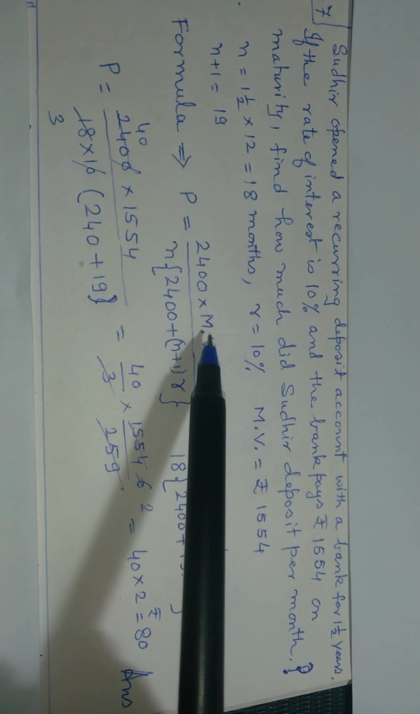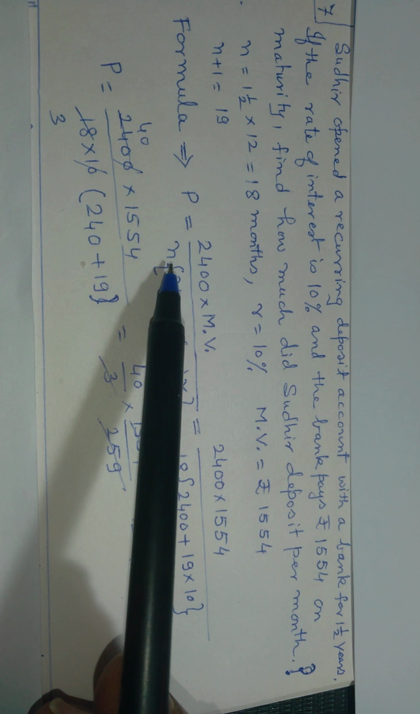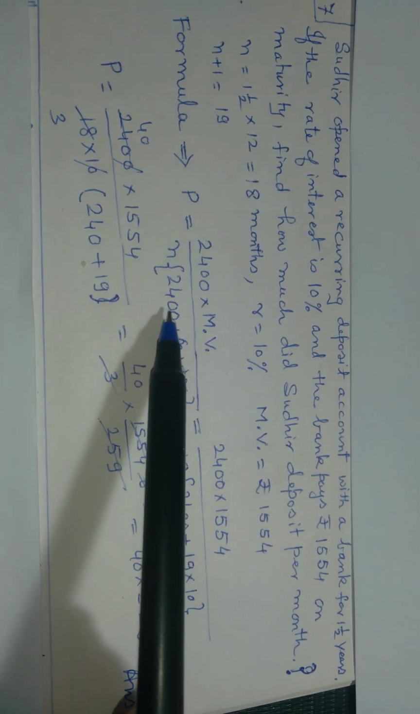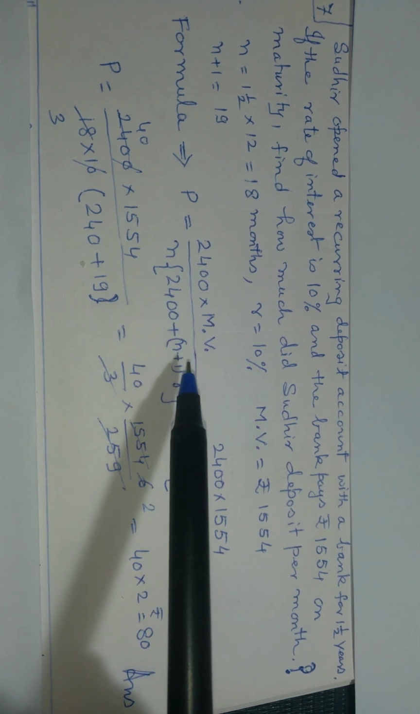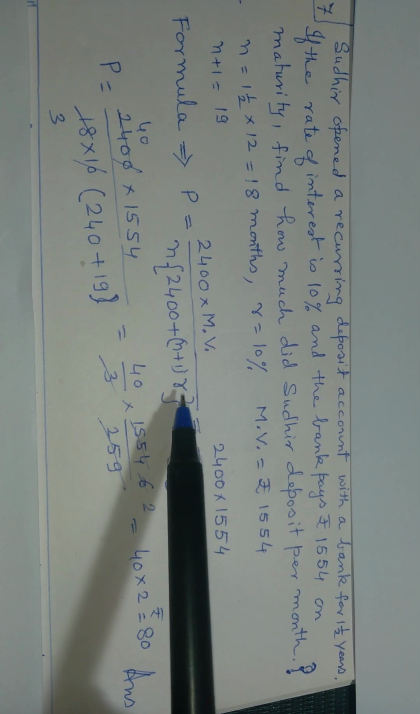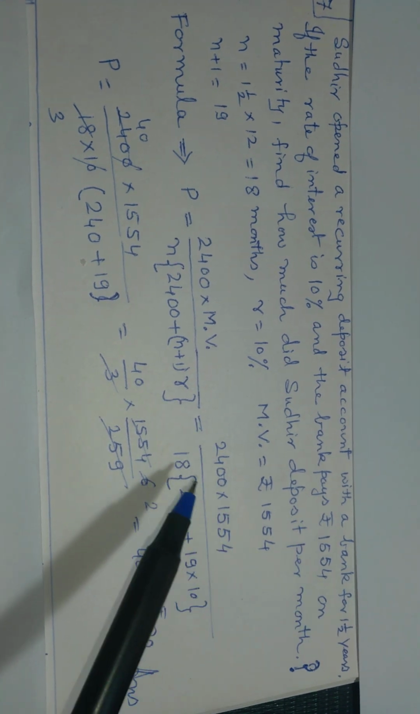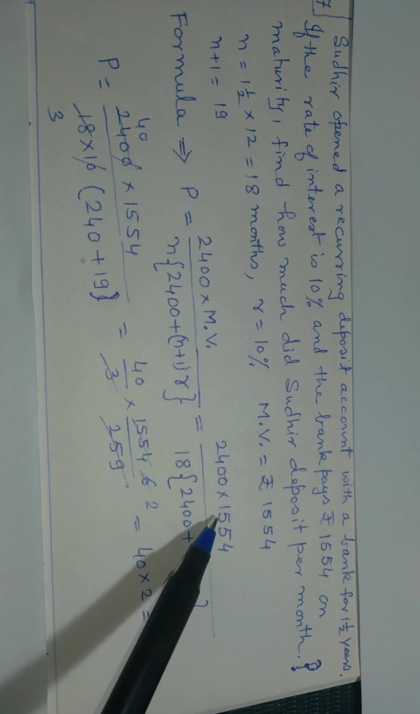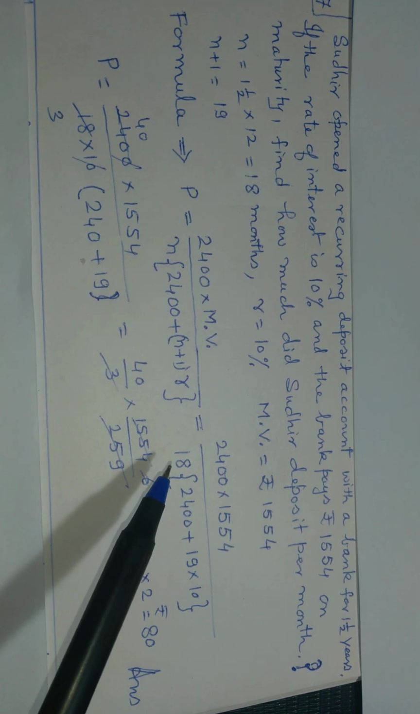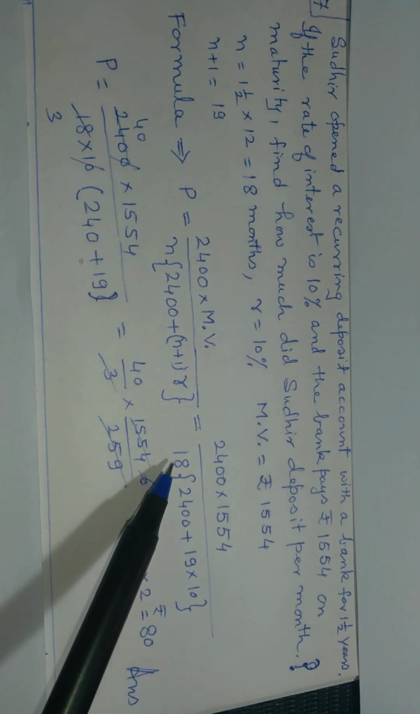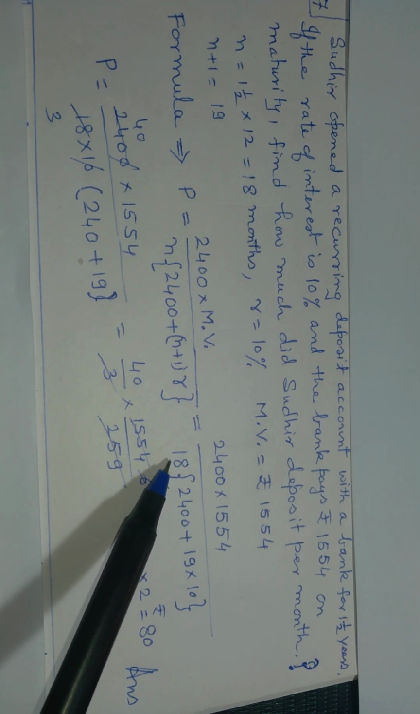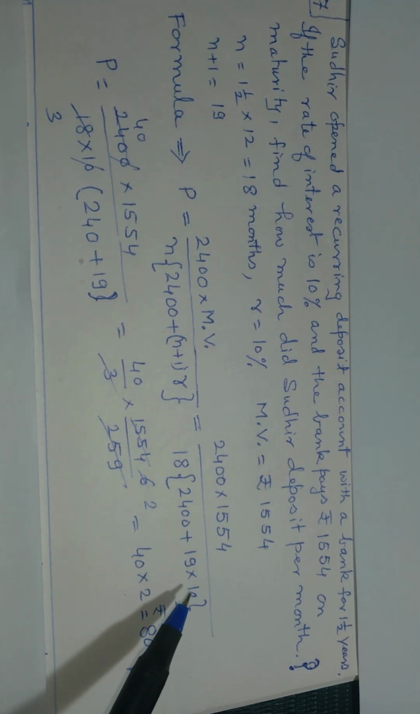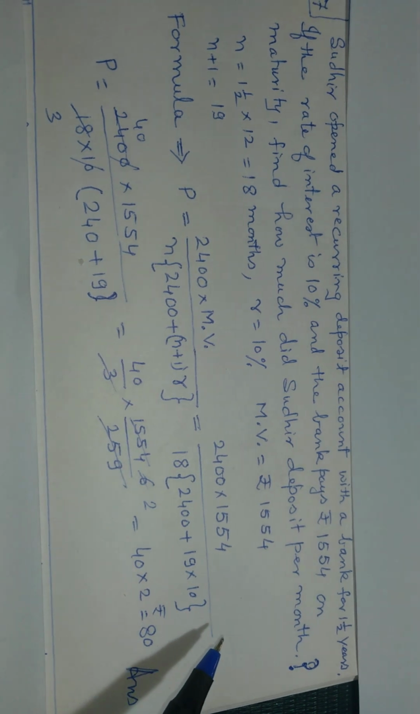2400 into maturity value whole divided by n, that is the number of the months, in bracket 2400 plus n plus 1 into r, bracket closed. So just substitute the value. 2400 into 1554. In place of n you just put 18, in bracket 2400 plus 19 into 10, bracket closed.